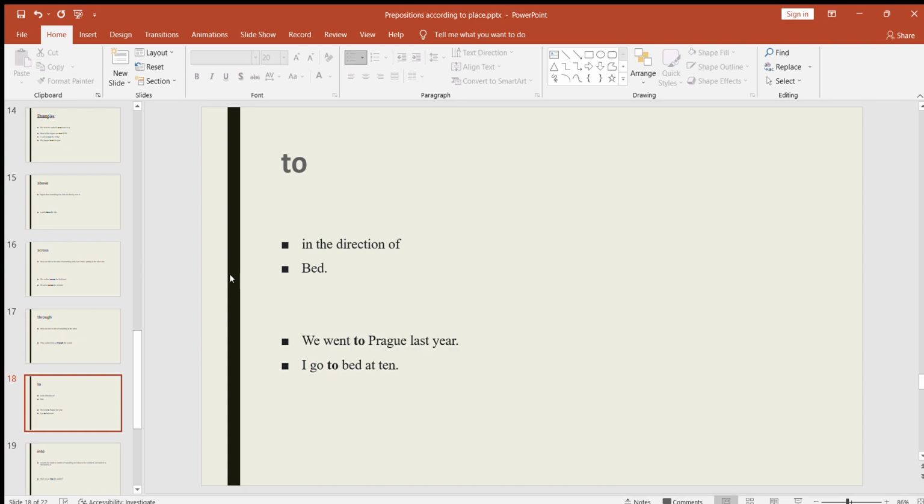So if I, for example, say I went to China last year, or I will go to the UK this year, or I'll go to my academy today, here I'm telling the direct direction, okay? And I go to bed at 10 o'clock. For bed, we also use to.